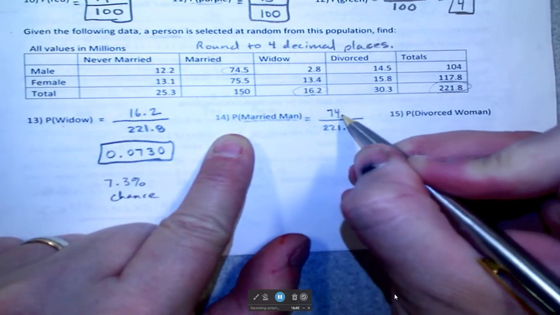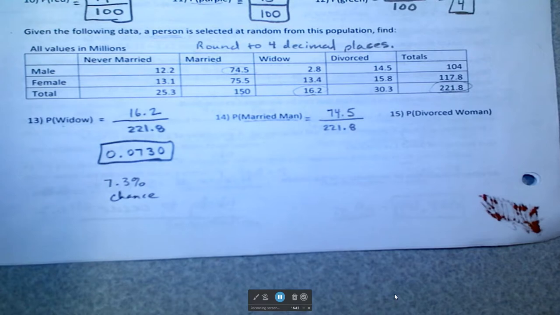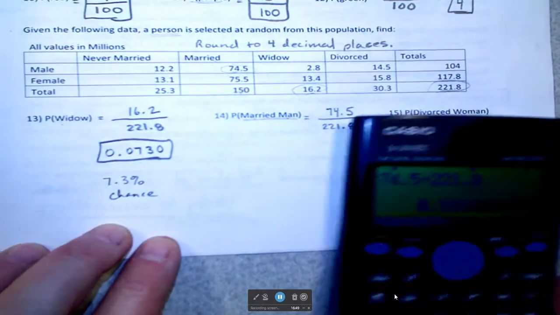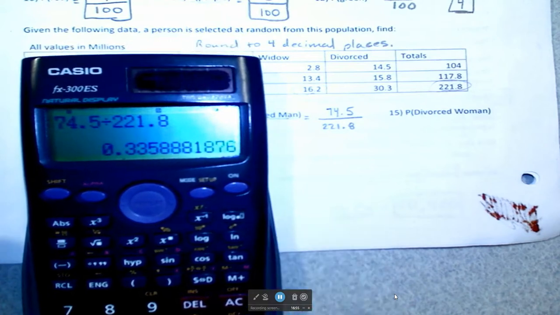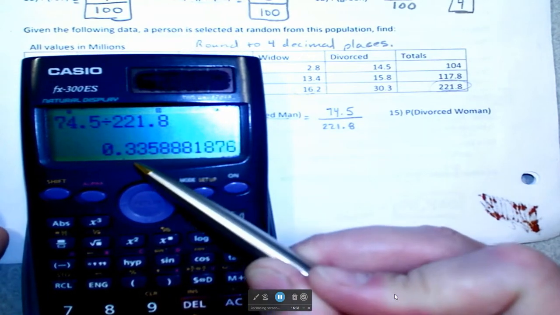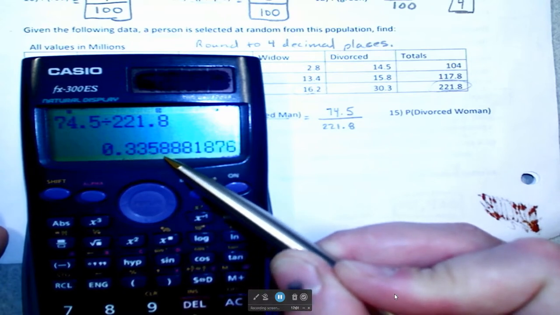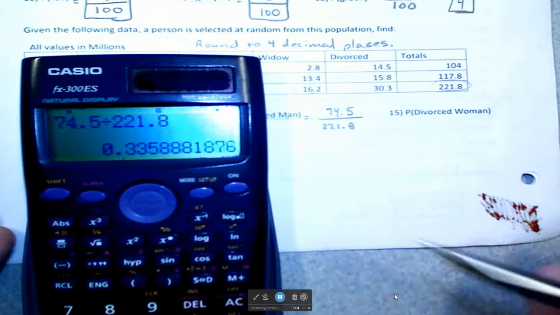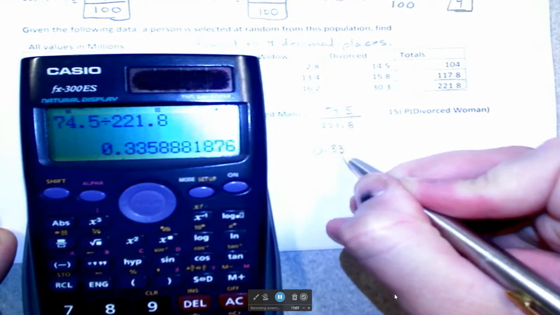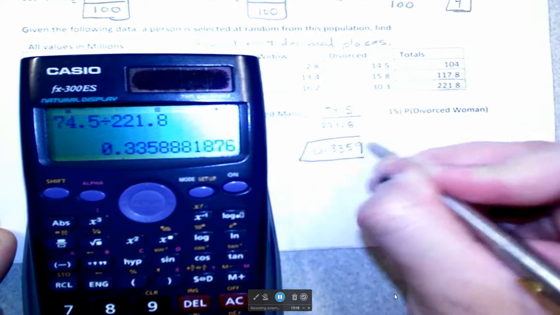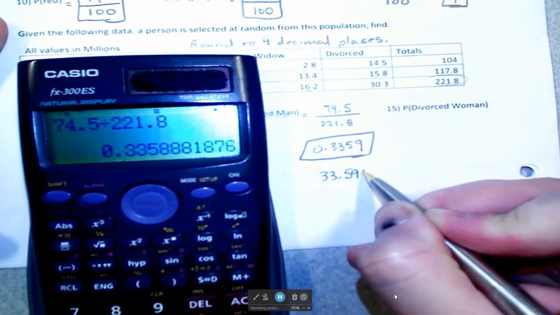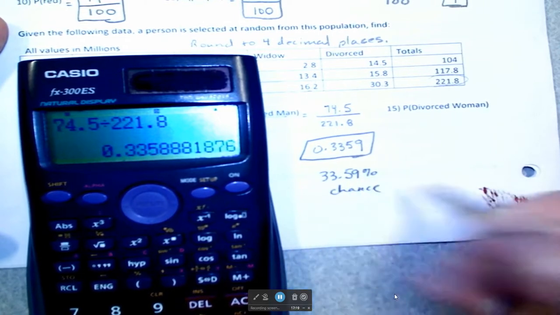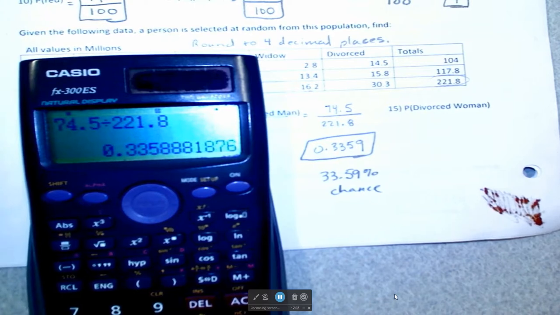So 74.5. And I'll take 74.5 divided by 221.8. I'll show you my answer real quick. So my answer is, let's scoot it over here where everybody can see, that 0.3358888 number. 4 decimal places, 1, 2, 3, 4. I look to the right of that, there's another 8, so I'm going to round that up to a 9. So my answer would be 0.3359, or in normal people terms, that's a 33.59% chance of selecting a married man from this population. Okay?